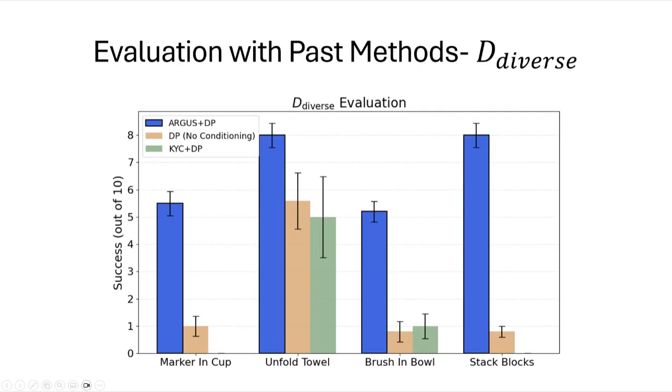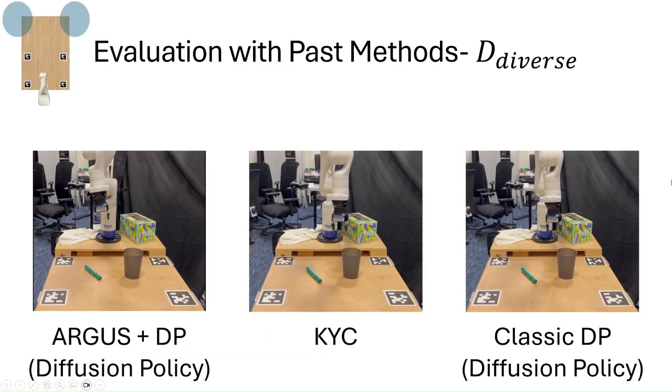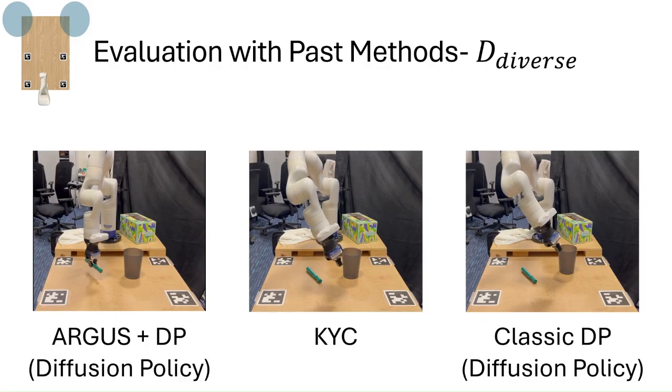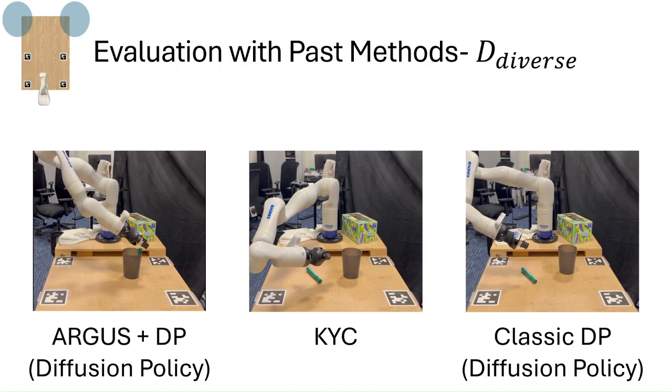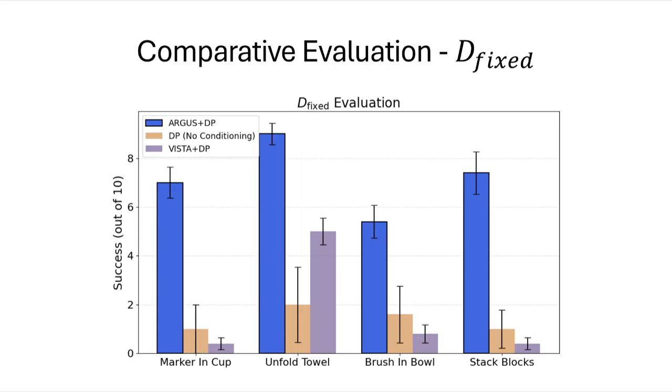We compare ARGUS against prior methods in the D-diverse setting and find that it consistently outperforms them across diverse viewpoints while exhibiting low performance variance, indicating robust viewpoint invariance. We conduct a similar study in the D-fixed setting and observe the same trend. ARGUS consistently outperforms prior methods while maintaining low variance across viewpoints.